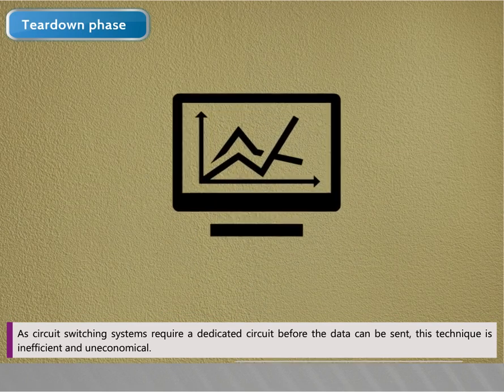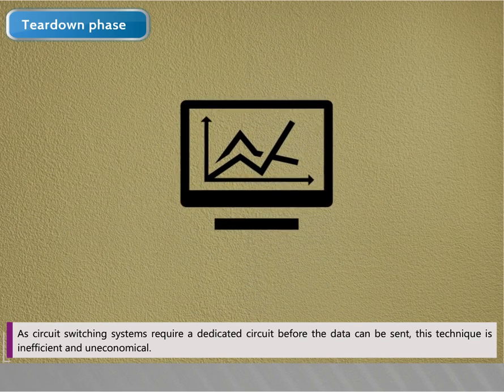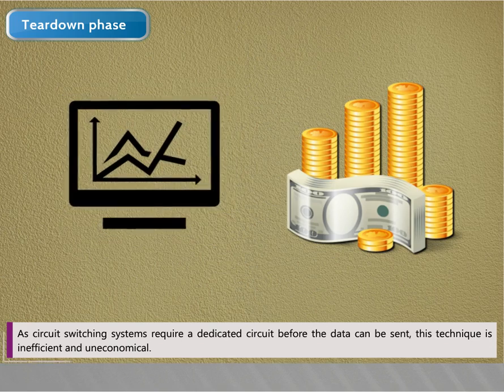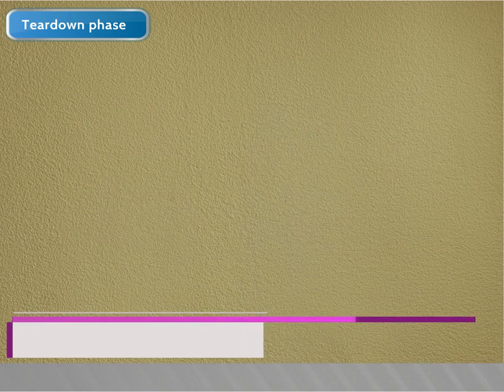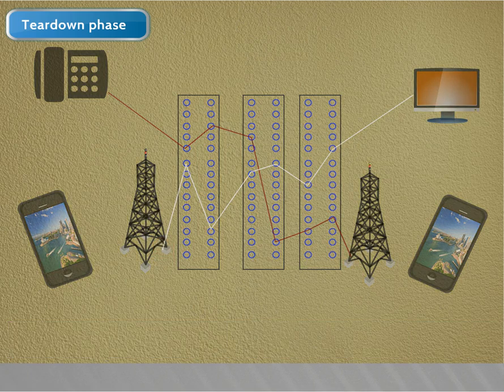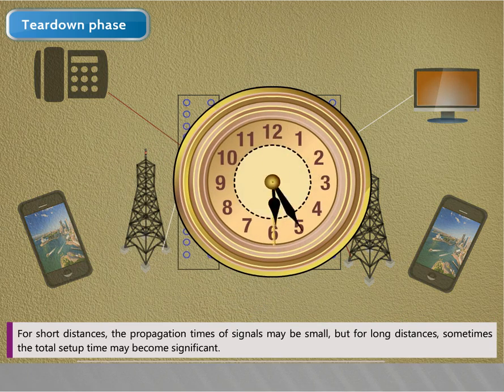As circuit switching systems require a dedicated circuit before the data can be sent, this technique is inefficient and uneconomical. In the first phase, we have to send a signal from the source to the destination to establish the circuit. Once a circuit is established, the data is sent from source to destination. For short distances, the propagation times of signals may be small, but for long distances, sometimes the total setup time may become significant.